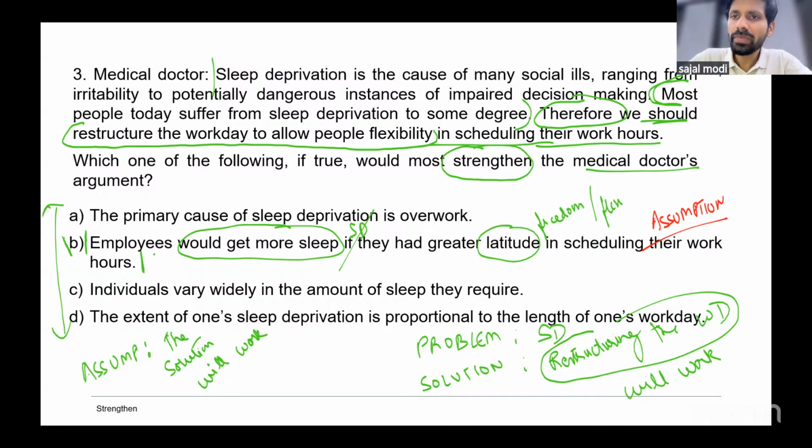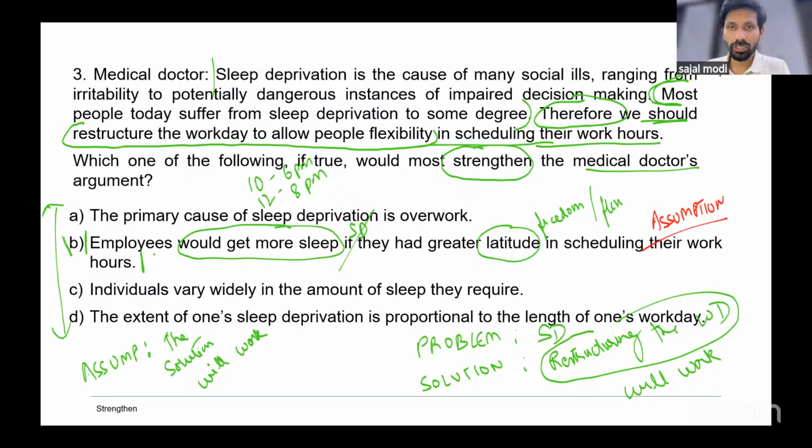Restructuring the workday would mean, let's say, there's somebody who works from 10 a.m. to 6 p.m. Restructuring would mean they start at 12 and end at 8 p.m. So restructuring does not mean that we are reducing the number of hours. We are just allowing people flexibility in scheduling their work hours. You can change the slot. You're not reducing the number of hours, right? The author believes this will help.